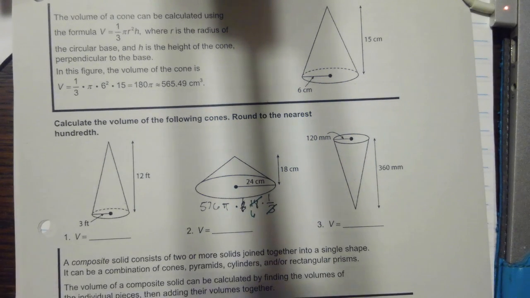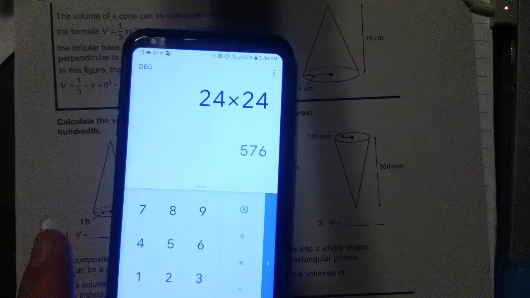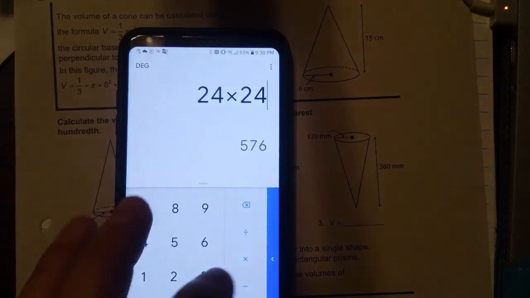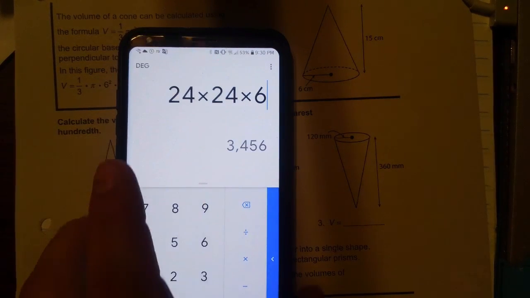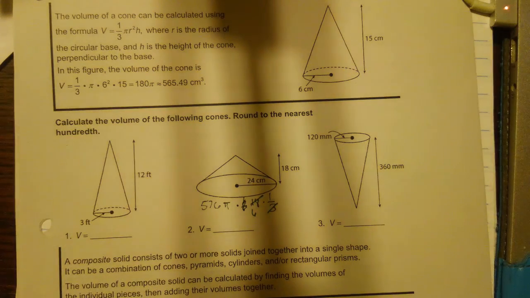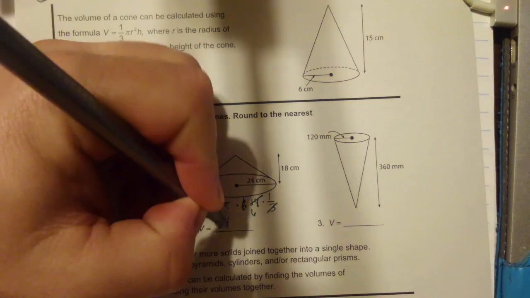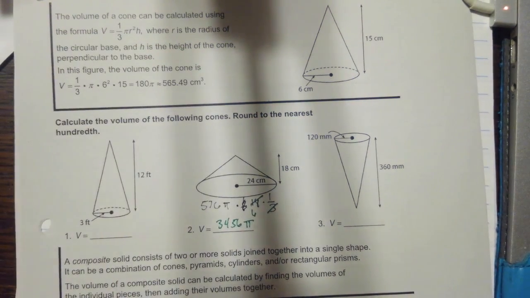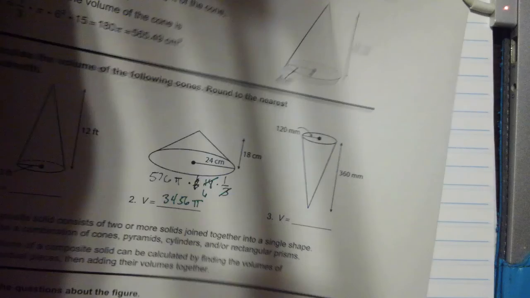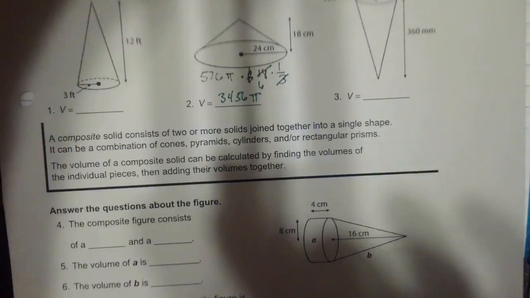It's still a much bigger number than I want to deal with. Just imagine if I made you write out the number pi instead of use pi. 3, 4, 5, 6. Hey, look at that. It's all sequential. 3,456 pi. Done. That's number 2. That's all you gotta do. That's the same way you would do 1 and 3. It's really easy.